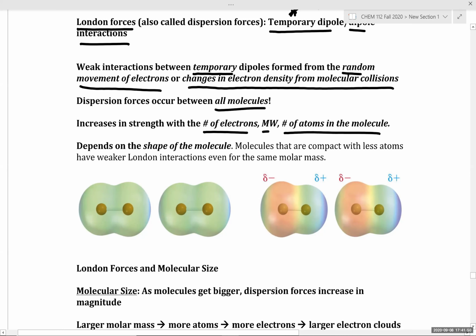Now you may say those are redundant terms. Not quite, because each of these terms has a slightly different effect on the strength of London forces. Further, and this is really important, this is our first connection to a central theme in organic chemistry, these London forces depend on molecular shape. Molecules that are compact with less atoms have weaker London interactions, even for the same molar mass.